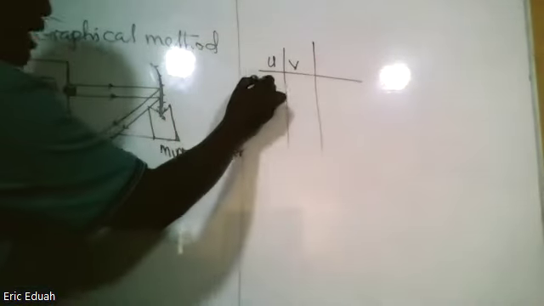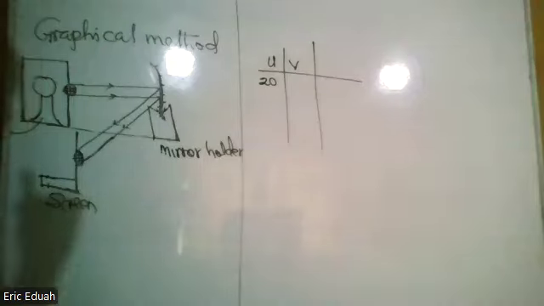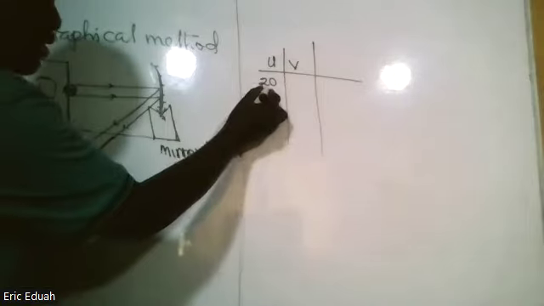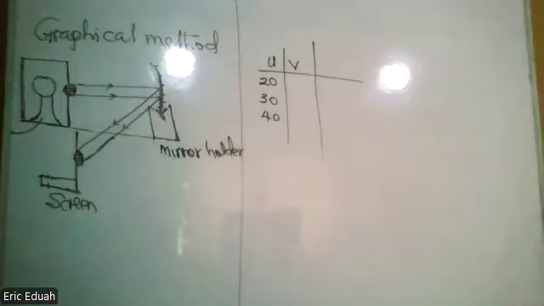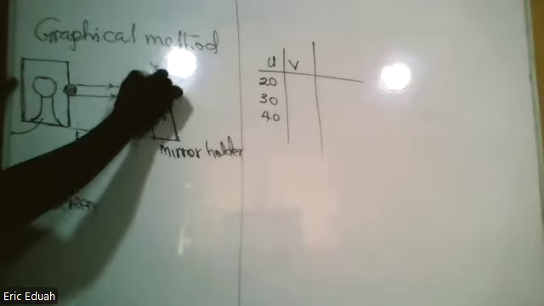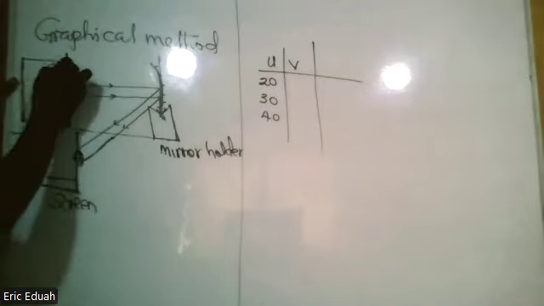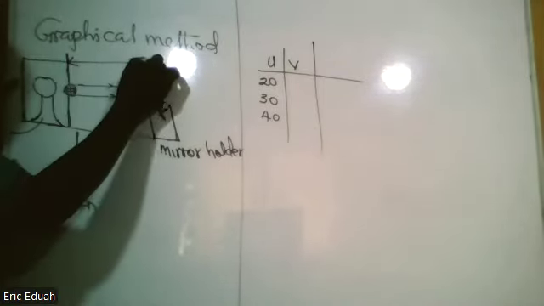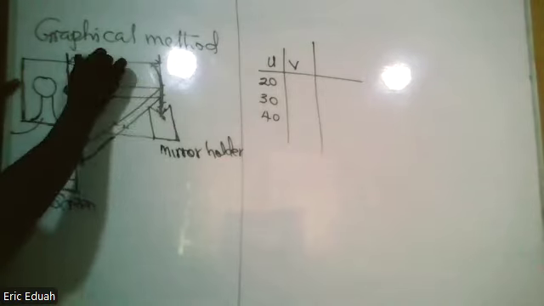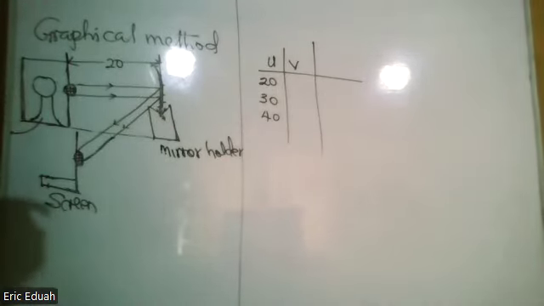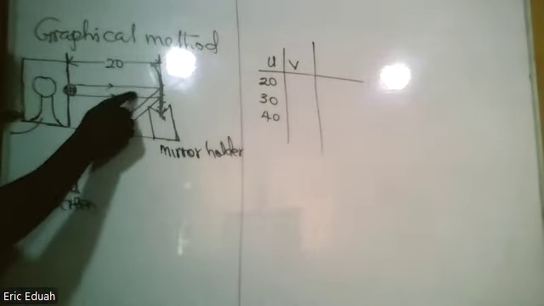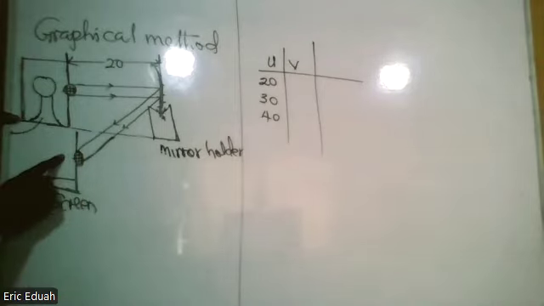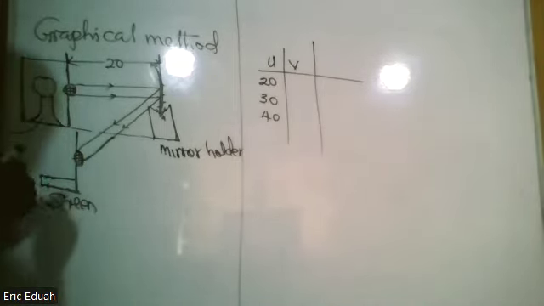For example, please pay attention to this, because you'll be doing this in practical. Assuming we are starting with 20 centimeters, 30, 40. All that we are saying is that when the object distance, the distance from the object to the mirror, is 20 centimeters, then you move the screen back and forth so you have a sharp image of this captured on the screen. You get that.